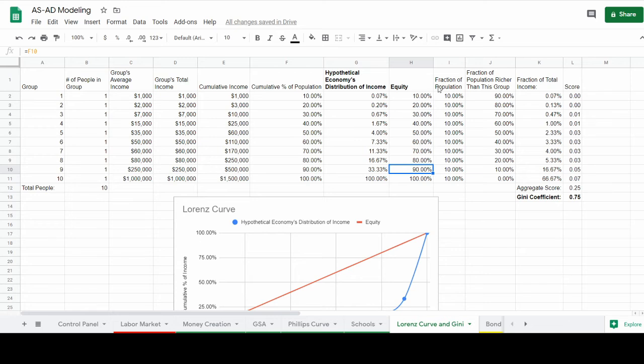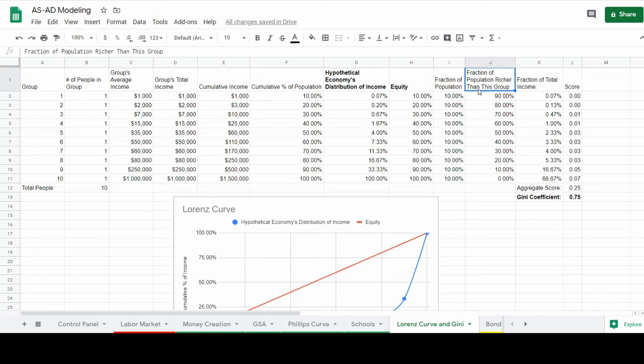So to get to that point, we need to understand a couple of things first. We need to first know what each person represents as far as a fraction of the population. That's easy because we're working with groups of one person. So out of our 10 people, each person represents 10% of the population.